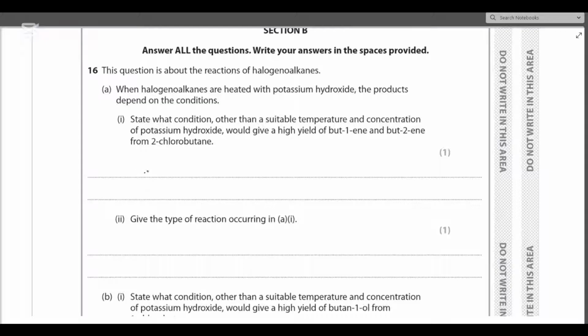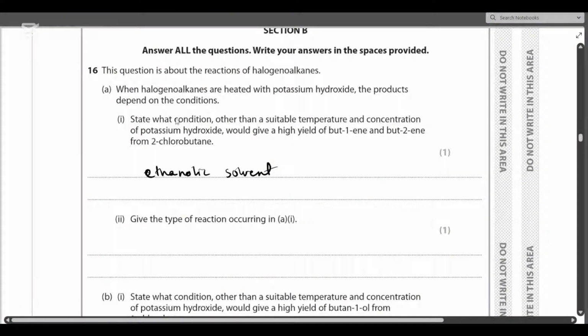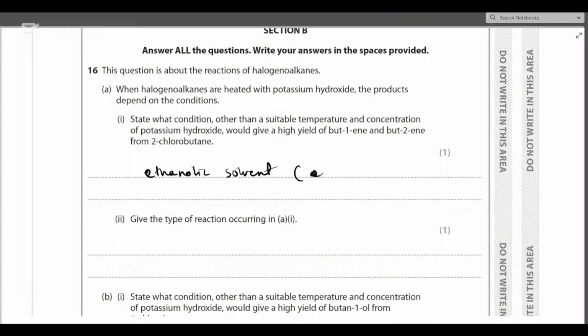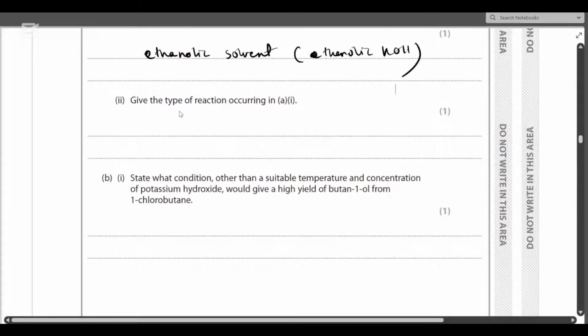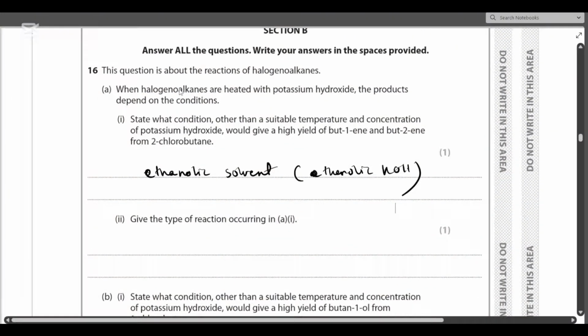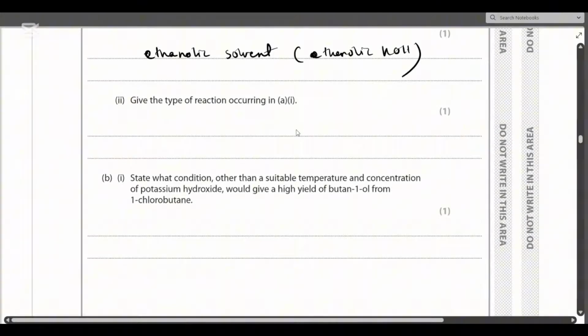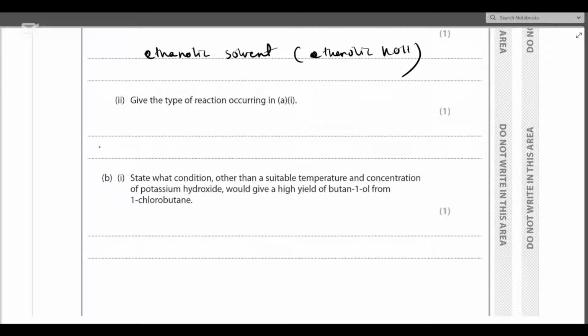So we can say ethanolic solvent, and you can give the solvent as potassium hydroxide. You can write like that as well. Now give the type of reaction occurring in A1. In A1, obviously, when halogenoalkanes react with potassium hydroxide, hydrogen chloride gets produced as a byproduct. So that's kind of like an elimination reaction. So we can say elimination reaction.